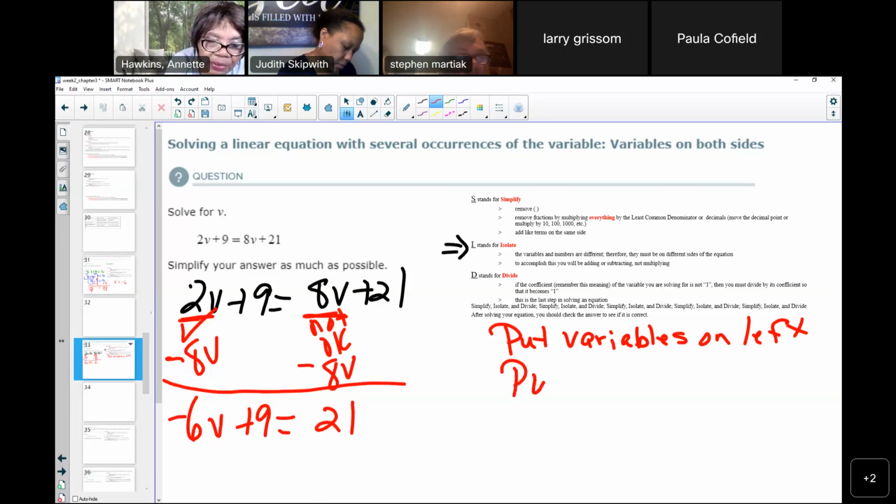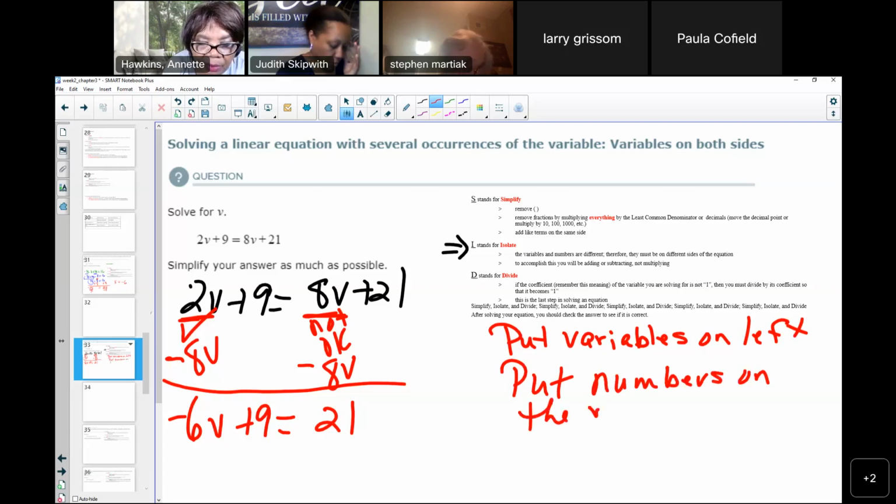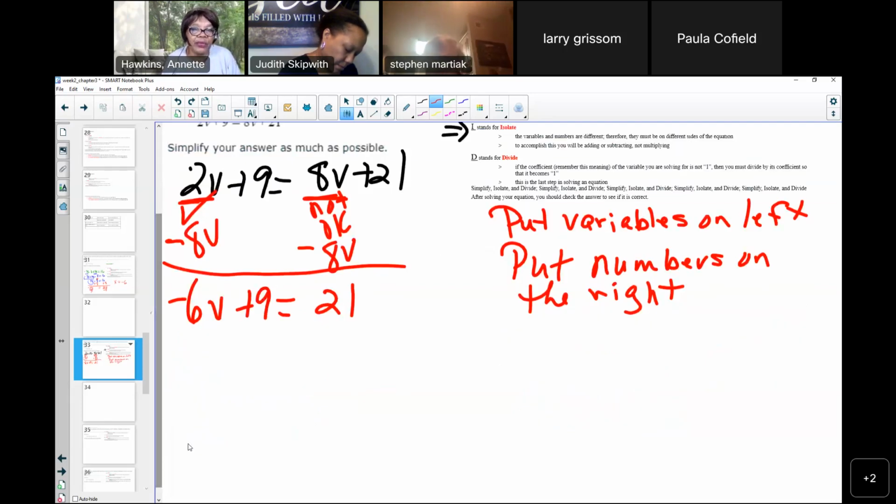Now I need to put the numbers on the right. Now you can put these on any side that you want. Students often just like to put the variables on the left and the numbers on the right, okay? All right, so now I need to put the numbers on the right. So let's go through. This is the left. This is a number. It's not okay. This is a number. It is okay.